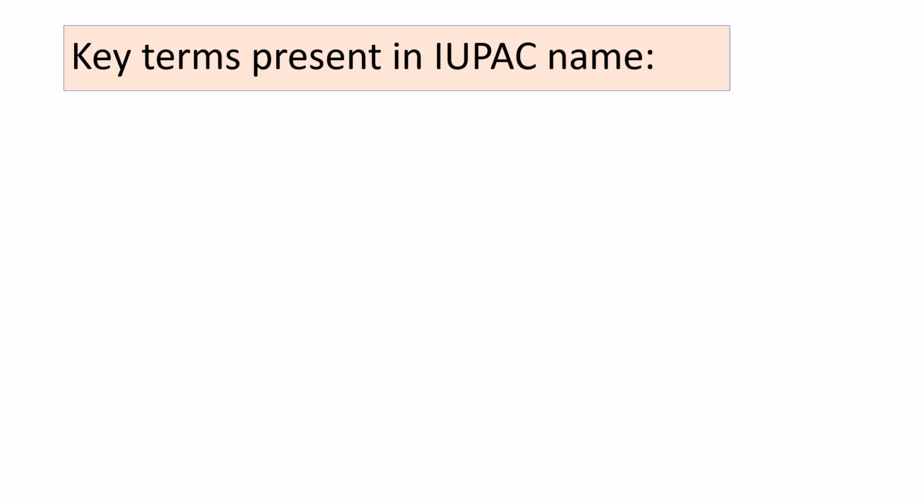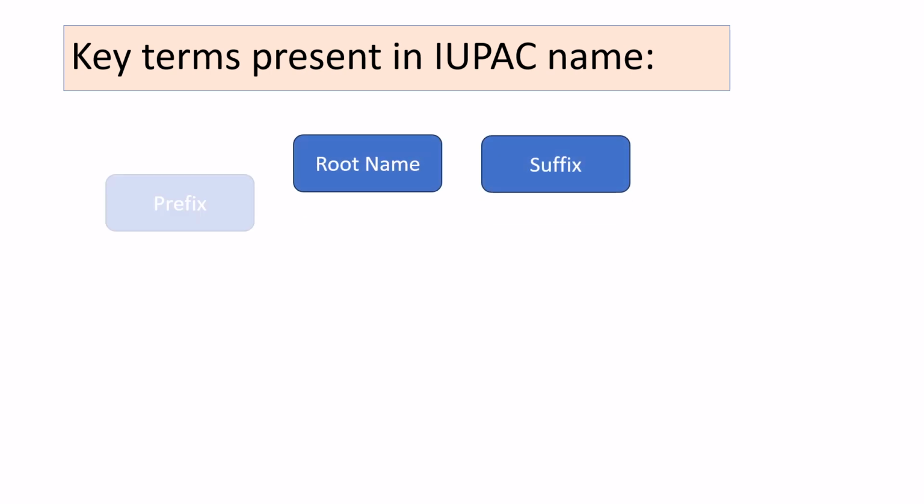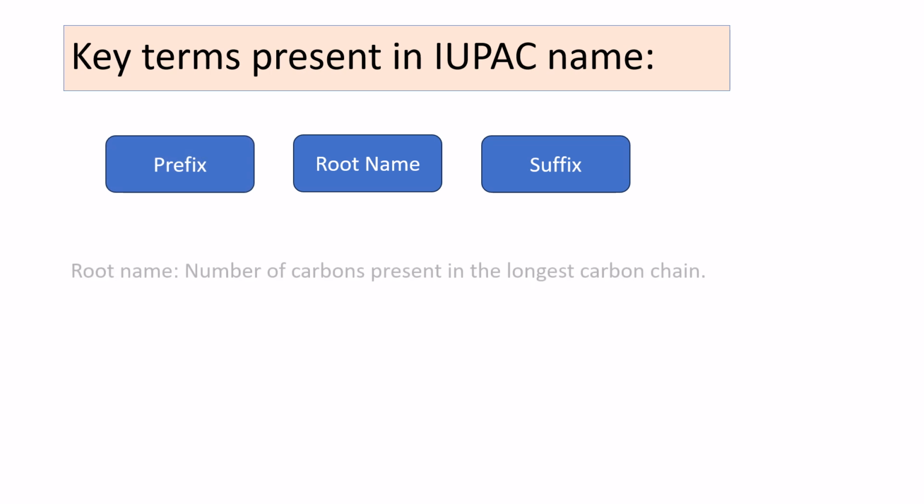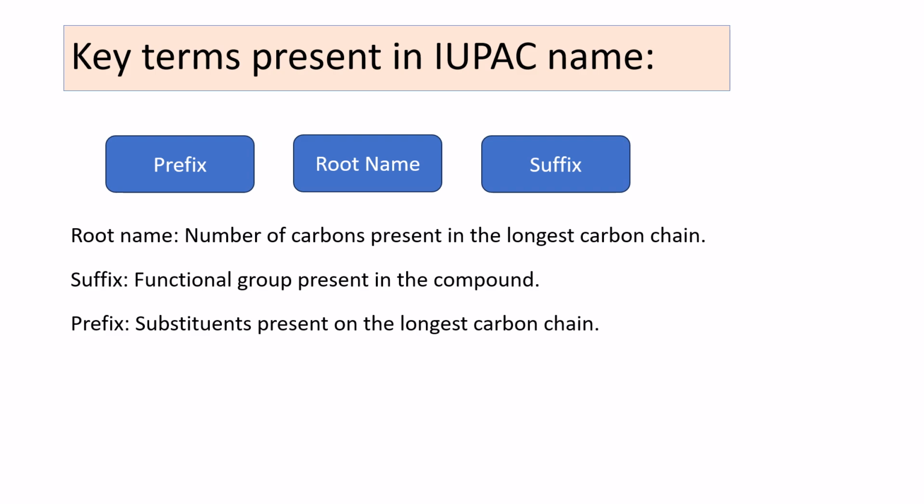In this video, we are going to learn the key terms present in the IUPAC name. IUPAC name mainly contains three key terms. They are root name, suffix, and prefix. Root name tells the number of carbons present in the longest carbon chain. Suffix name tells the functional group present in the compound. Prefix name tells the substituents present on the longest carbon chain.